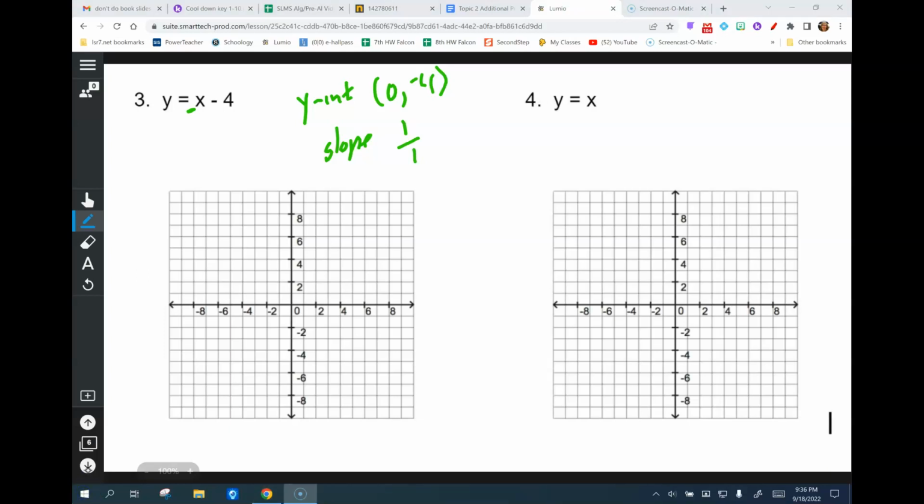Okay, so hopefully you plotted it at negative 4. You go up 1 and over 1, down 1 and over 1. Bam, we're done. Isn't that the coolest thing? I love this.